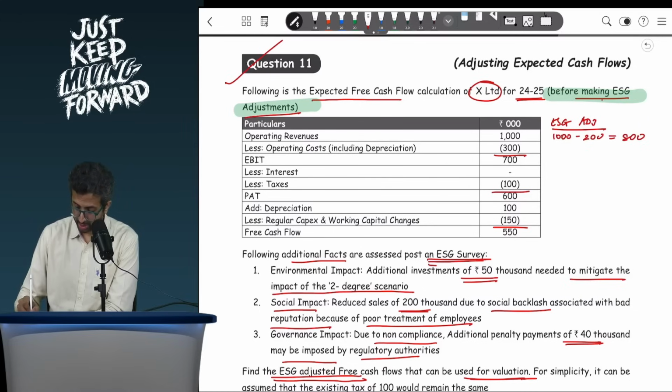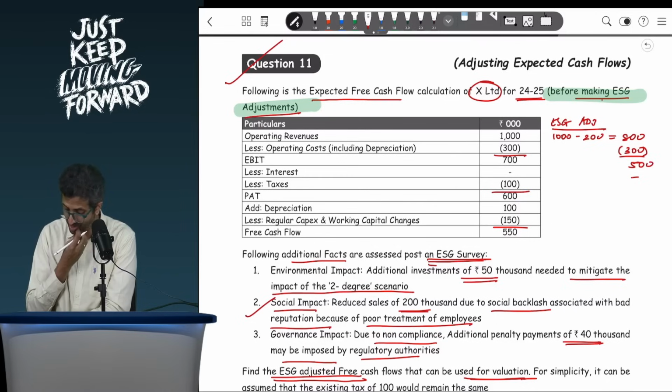Acha, operating cost. So this is the social impact taken. Operating cost, well, we don't really know. Let us assume this remains the same. So this is 300, which means your EBIT will fall to 500. Again, there is no interest. Taxes are told to be similar, 100, but there would be some penalties as well. So there's a 40,000 penalty which I will have to pay. That is non-operating, but I'll have to pay because of poor governance.